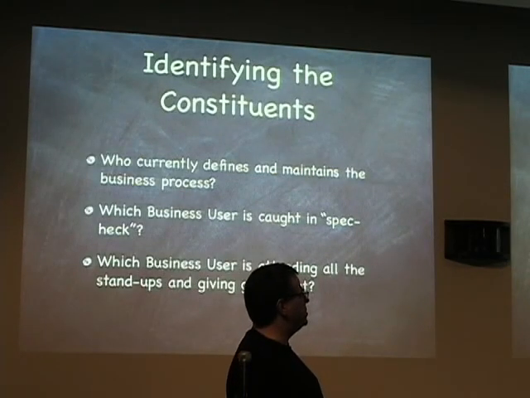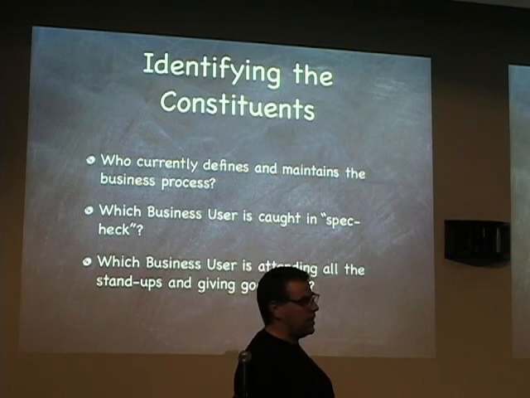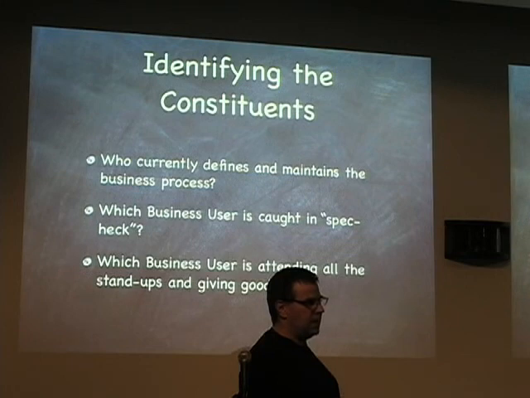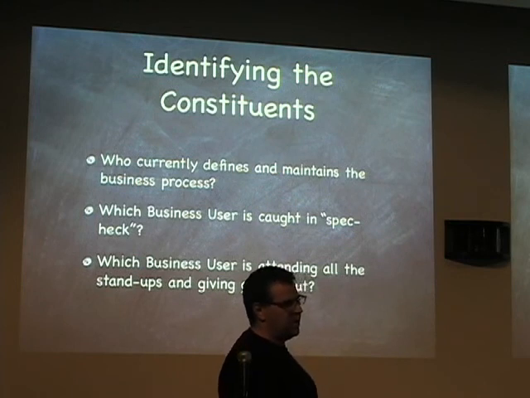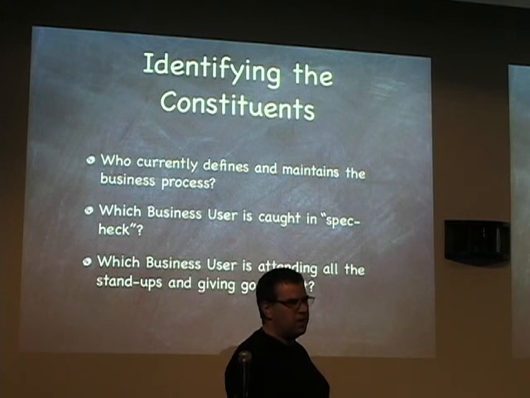Identify the constituents. Who currently defines and maintains the business process? And in a minute I'll get to thought leaders, but the person that defines and maintains the business process is almost always Thelma in accounting. It's not the high-level person. It's the person that has to do with the day-to-day nuts and bolts of the business. Those people are really the ones that define and maintain the business process. They don't necessarily define strategy, but they often define process.